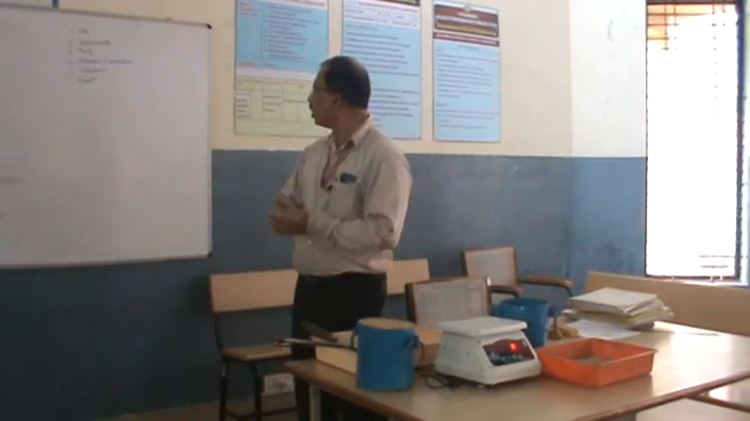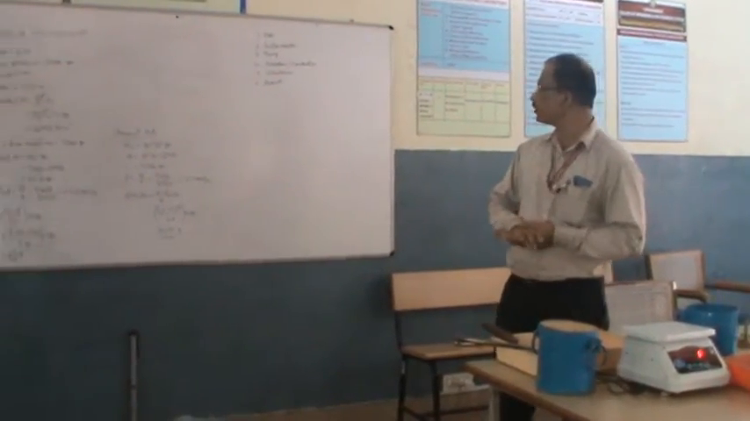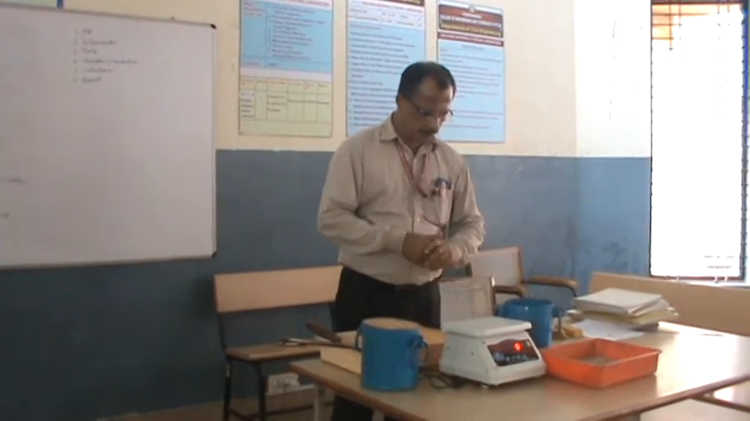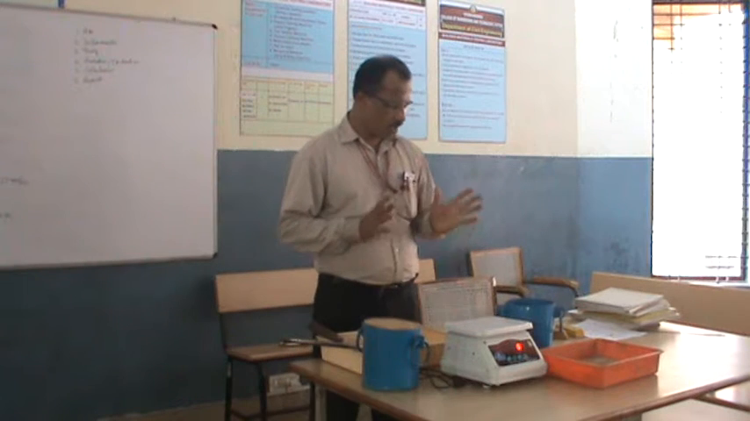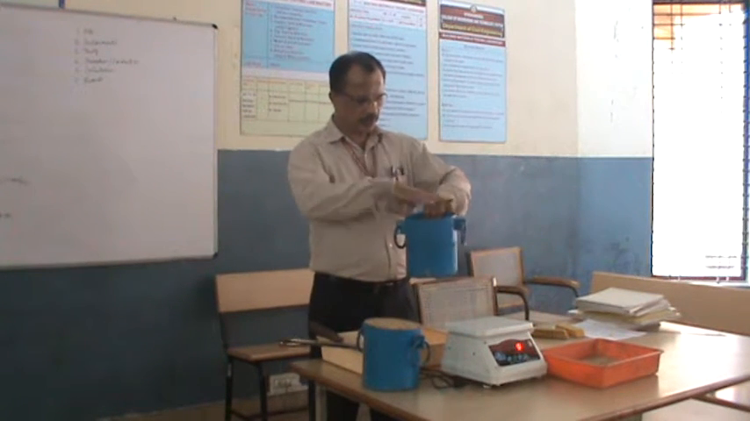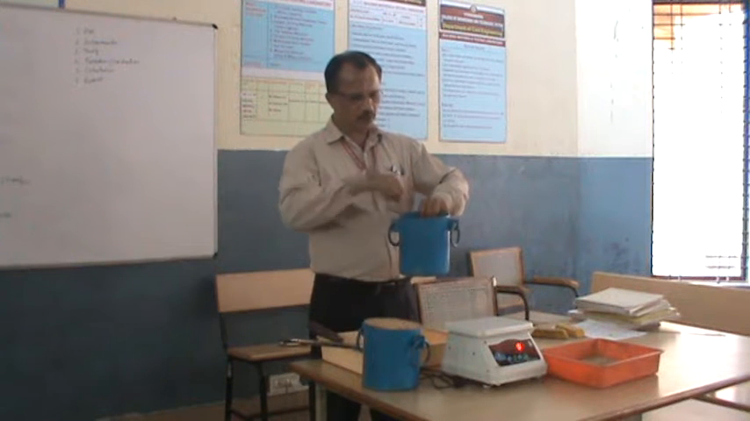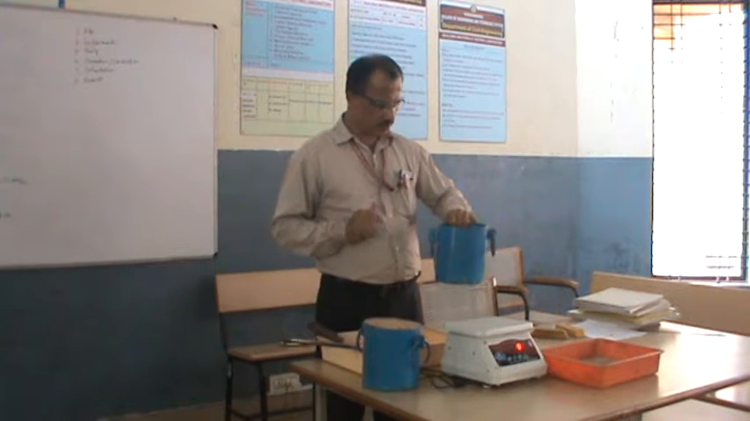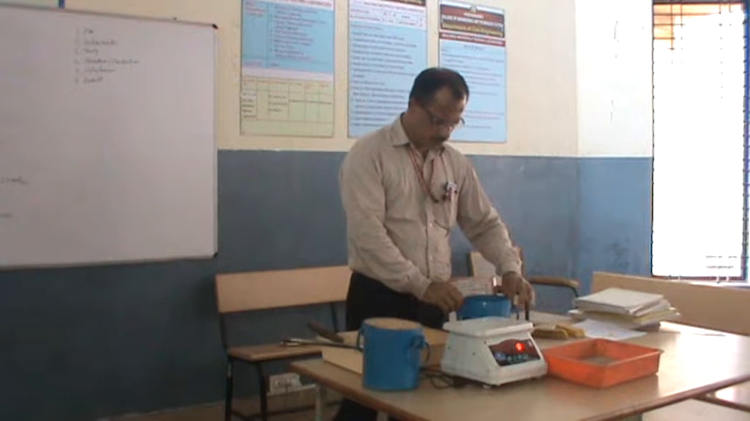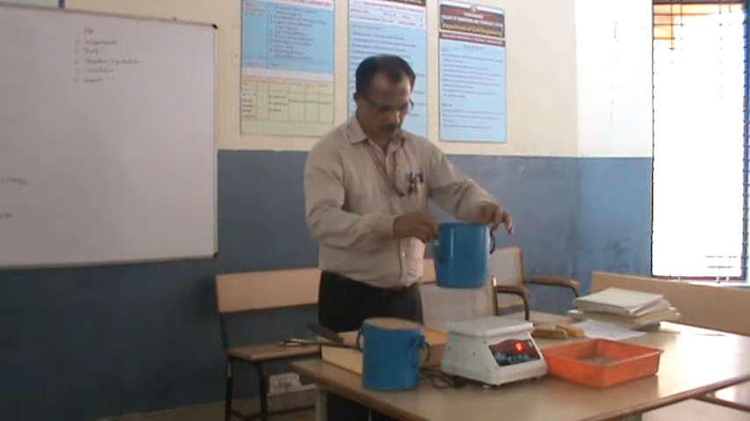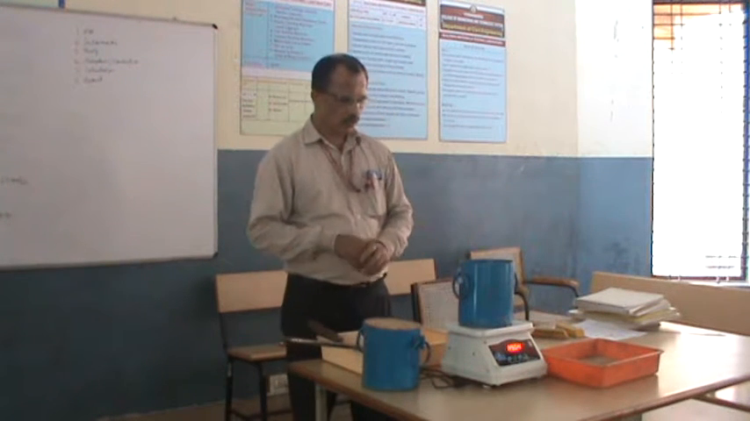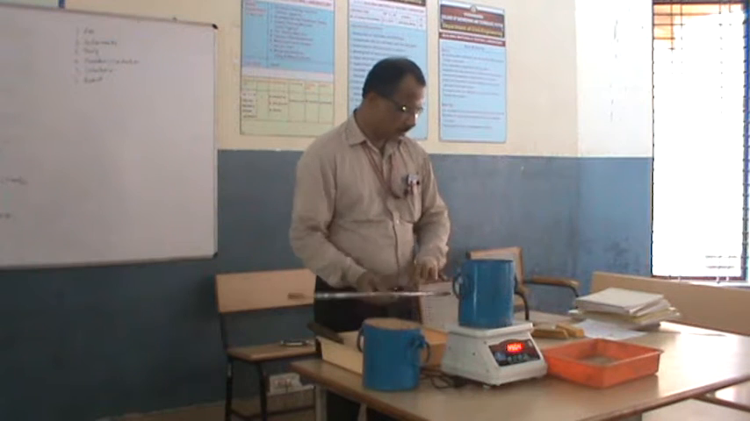Coming to the procedure, as I said in brief, bulk density of sand means weight of the sand inside the cylinder divided by volume of the cylinder. The procedure is this. Initially, get the empty weight of the measuring cylinder and note it down.